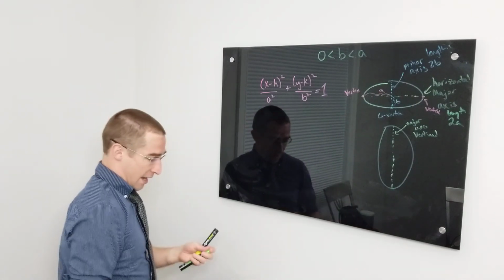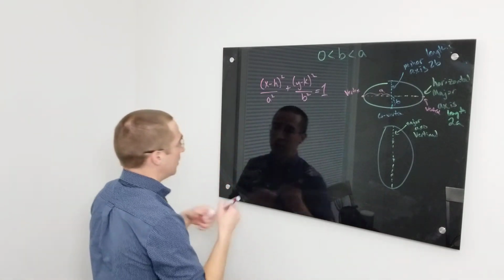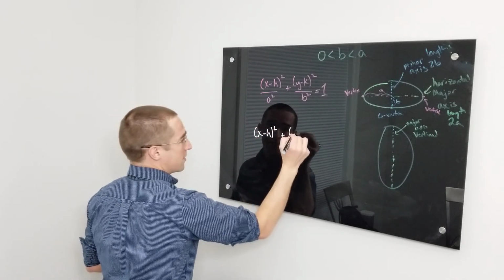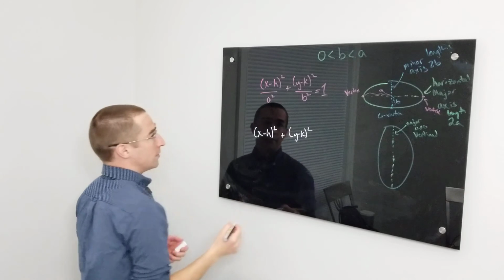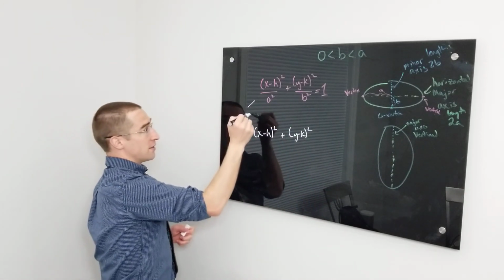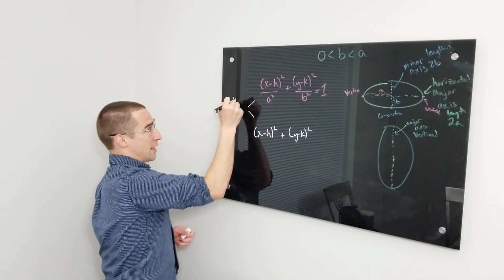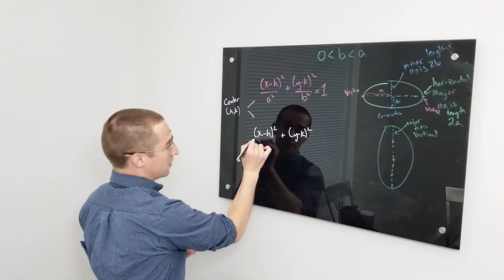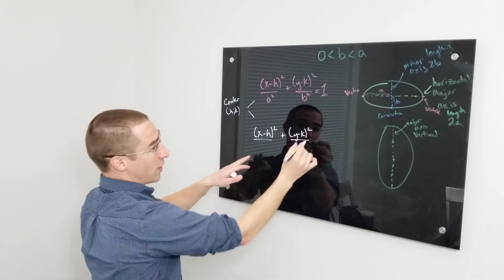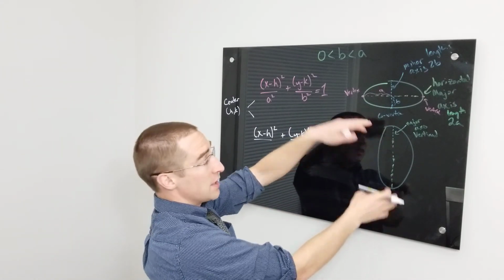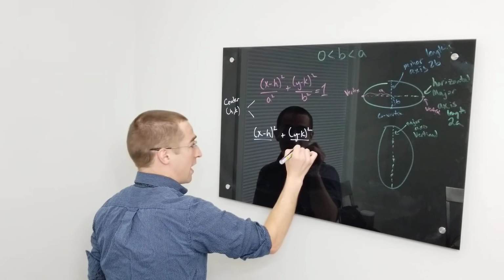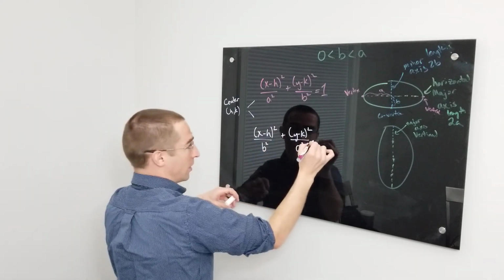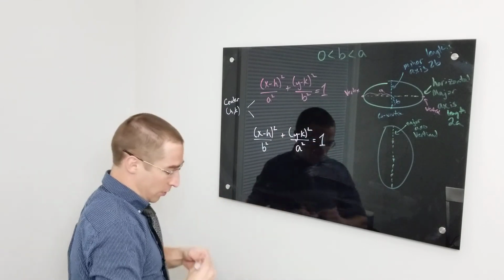We're still going to have, let's do a different color here, (x - h)^2 plus (y - k)^2, where once again for both of these, the center is at (h, k). But here, since the major axis is vertical, it's going in the y direction. So the a squared is going to be under the y part, the b squared is going to be under the x part, and it's still going to equal 1.